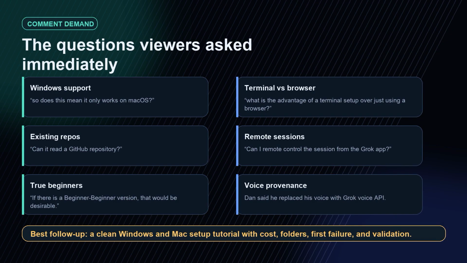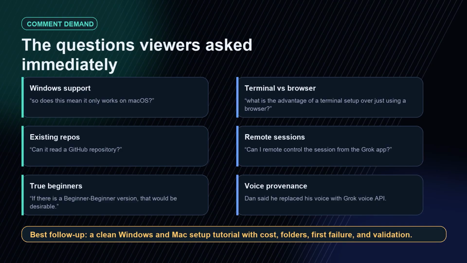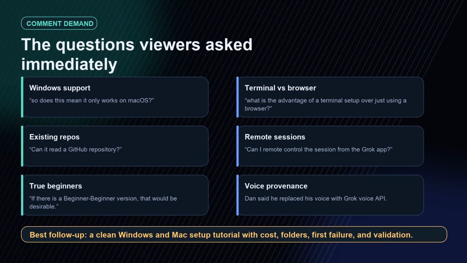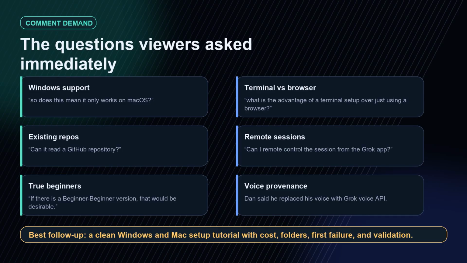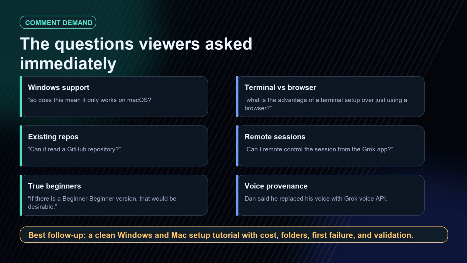The comments tell us the next tutorial should be slower, not flashier. One person asked if it only works on macOS. The docs say Windows has a PowerShell install path, but Dan's source video does not show it. Another asked why terminal beats browser. Dan answered that a CLI has access to files and interfaces that a browser does not.